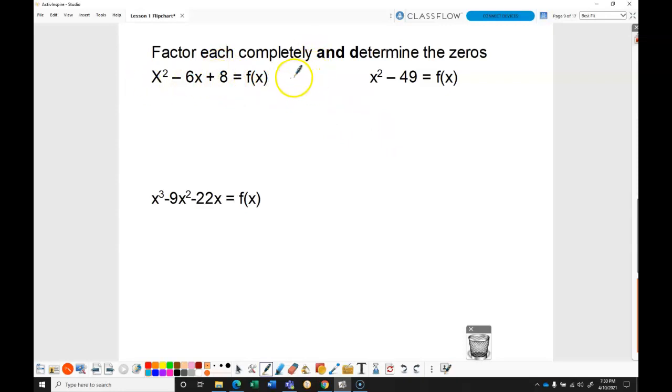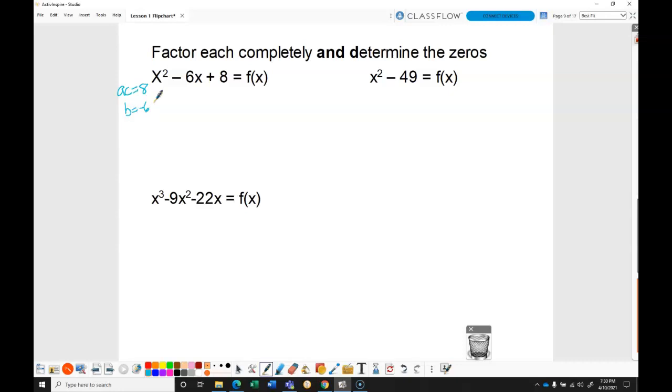So I'm going to go through the process of identifying what a times c is. A times c is 1 times 8, so that's 8. And b is -6. So I need to come up with 2 numbers that if I multiply them together, I can get 8.